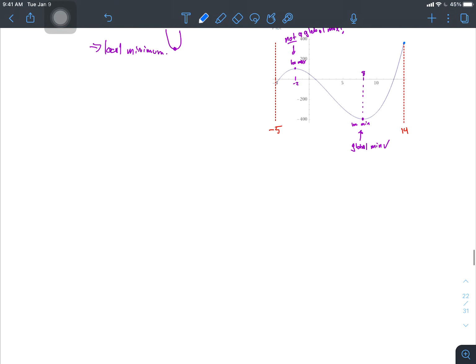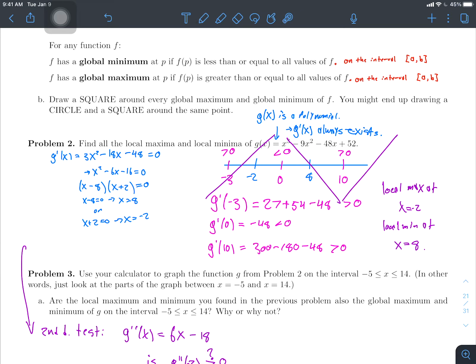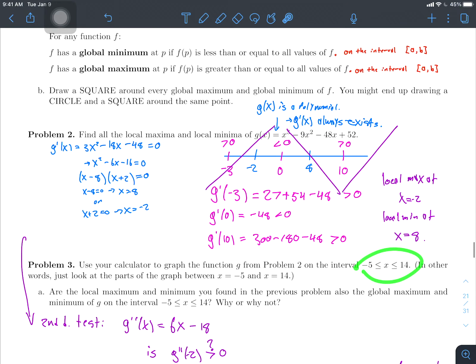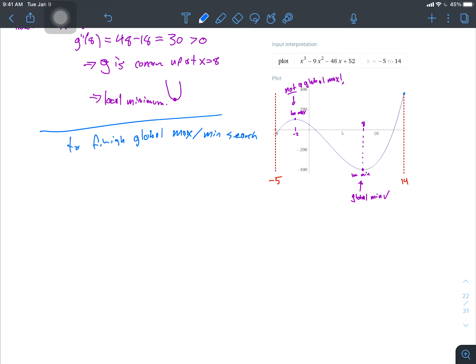Okay. So, if I have a problem like this one, problem 2, and it asks me to find the global max and global min of this function on the interval from -5 to 14, the first step is to find the critical points and classify them as local maxes and local mins. Then finally, what do we do? We make a table. So to finish the global max and min search, make a table.